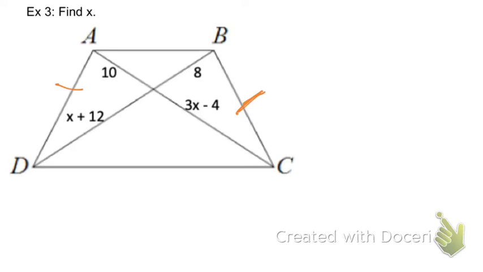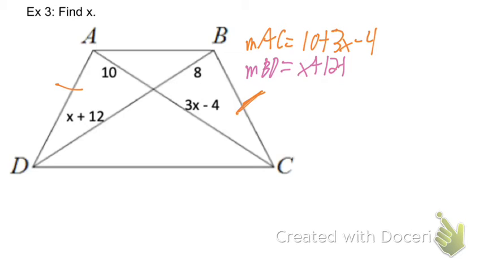No, I didn't say the diagonals are cut in half. They're congruent. So how would I say the length of A to C? That would be 10 plus 3x minus 4. Very good. Yes, that'd be the measure of A to C. Okay, well, what would the measure of B to D be? x plus 12 plus 8.